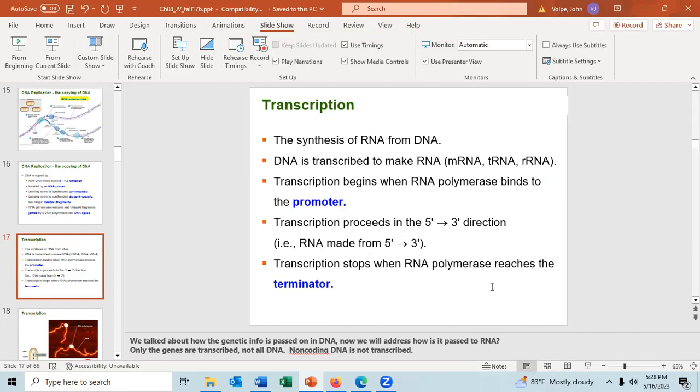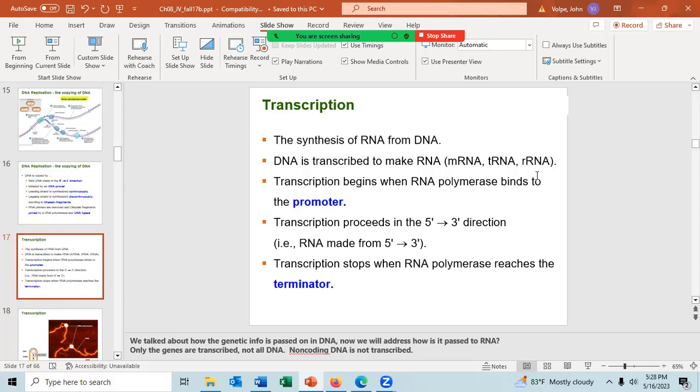Here's a question I always ask my students, and almost never do they get it right. When the DNA is being transcribed into RNA, how does the cell know which RNA to make? Like if the RNA polymerase is on the DNA and it's making RNA, how does that RNA polymerase know to make messenger RNA, tRNA, or rRNA? Anyone know? Anyone have a guess? Nobody's going to take a guess?